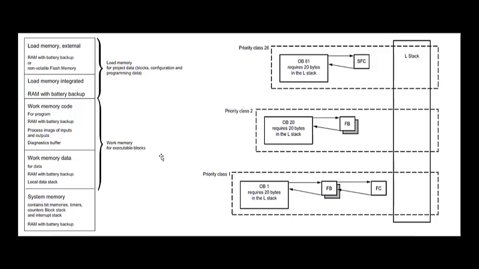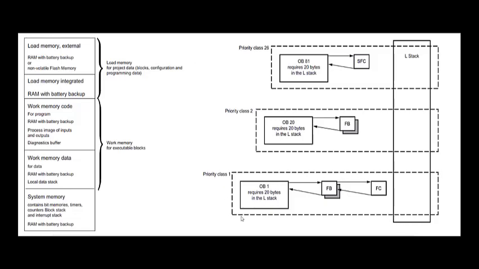So basically, we know that the local data stack is a memory area inside the data work memory of the PLC. And then this local data stack is divided into multiple areas. Each of them is called a priority class. And each of these classes is assigned to an organization block and the function blocks and functions that run under it.